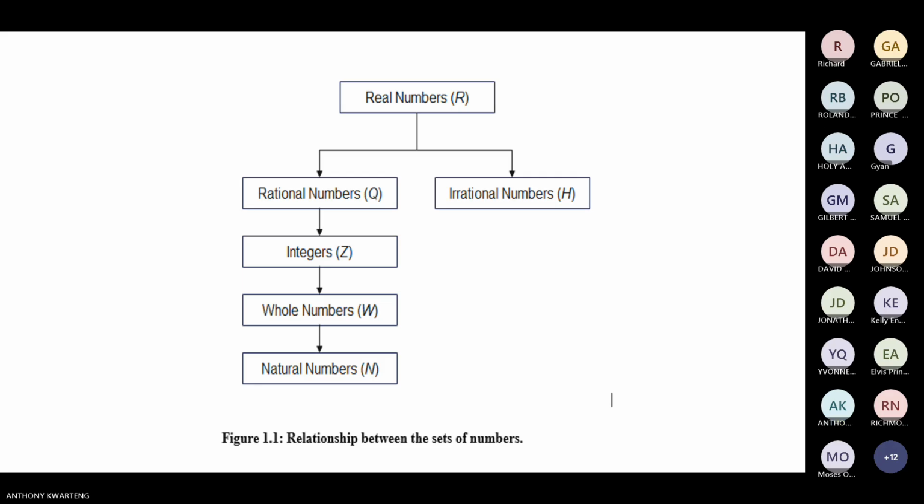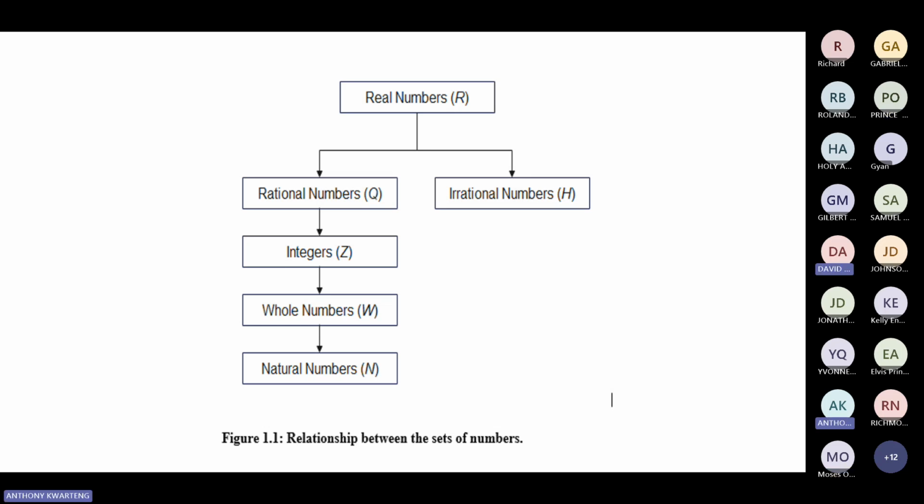Then 25, 36, 49, 64, 81, 100, and so on and so forth. Are you okay? Yes, sir. These are called perfect numbers or perfect squares. They are obtained by squaring natural numbers. Is it okay? Yes, sir.